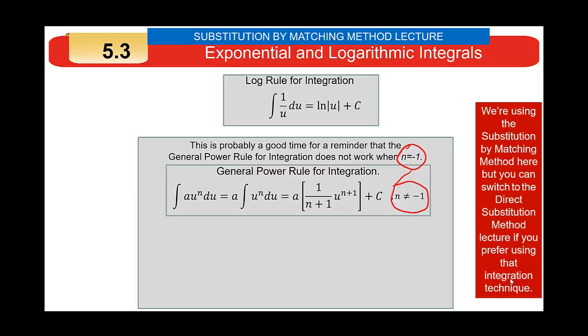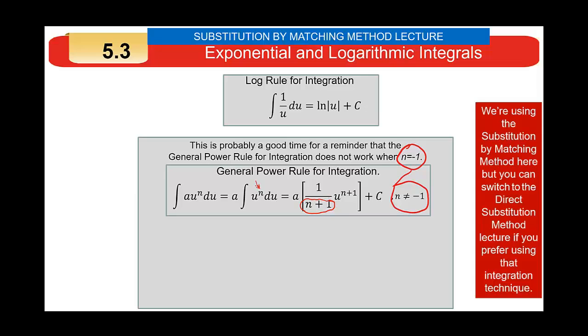But that formula doesn't work if n is equal to -1, because if you try to plug a minus 1 in for n plus 1 in your formula, you're dividing by 0. So that formula never worked for n equal minus 1.